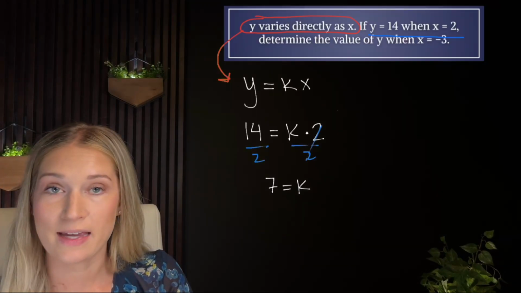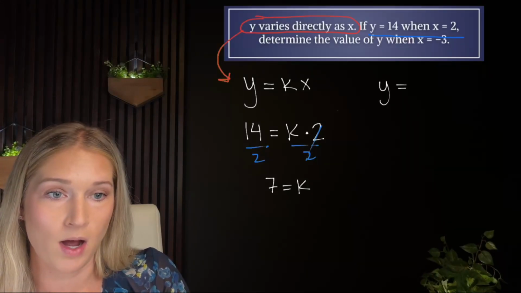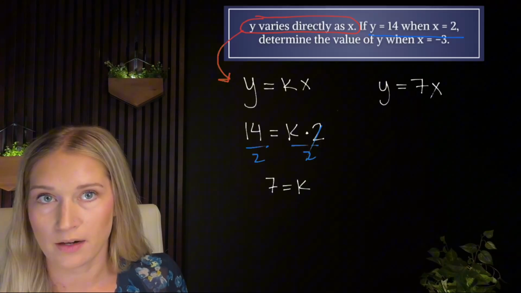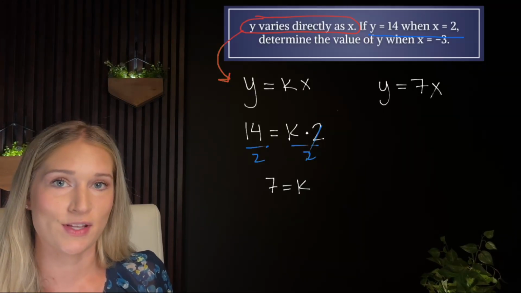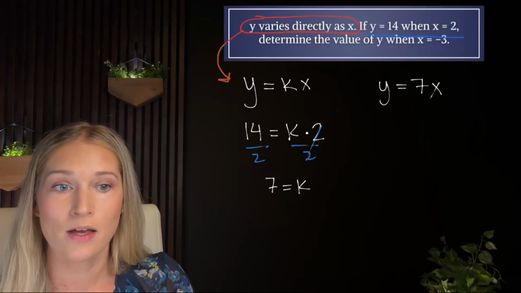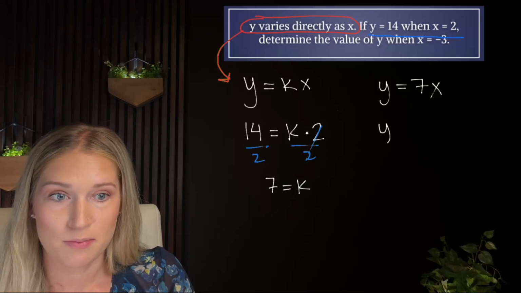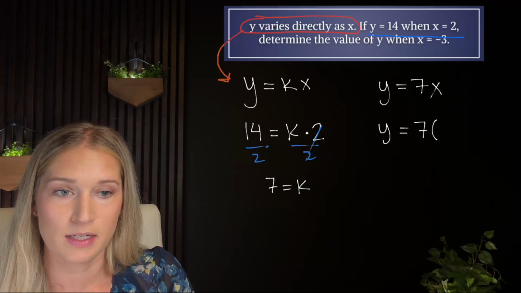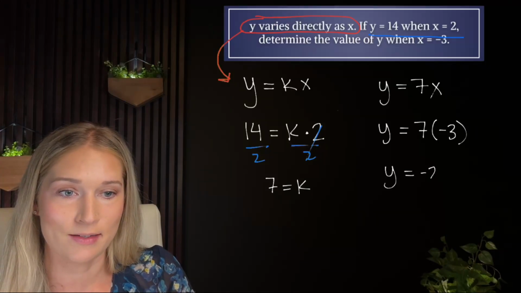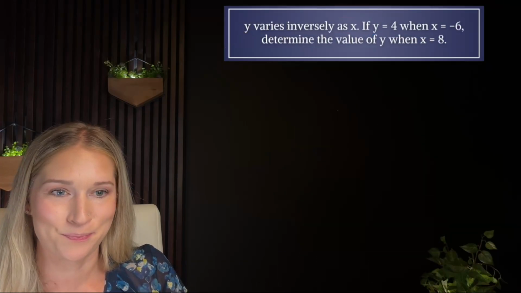Now that I know what k is, I know what my direct variation equation is. My equation is going to be y equals 7x for every x and y ordered pair. So I can use this now to answer the question that they're actually asking, which is, what is the value of y when x is negative 3? So all I need to do then is plug in a negative 3 for my x and simplify. Y equals negative 21. And that's all. Let's go ahead and look at another one.